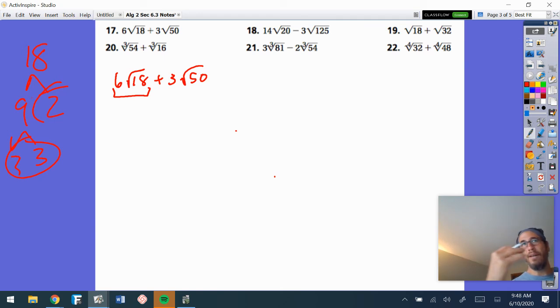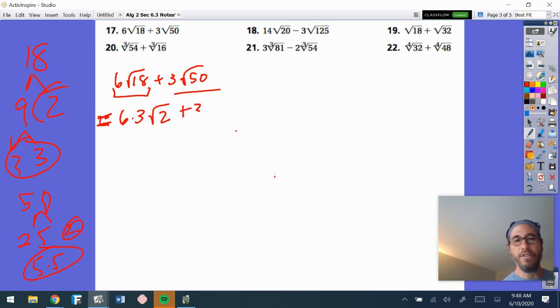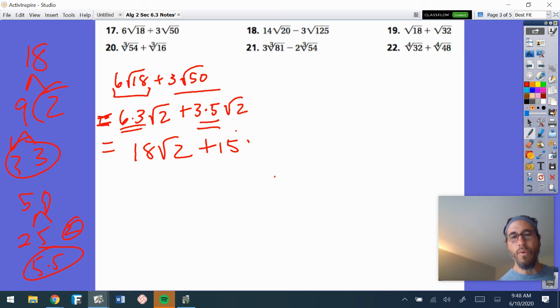Right? And 2 divided by 2 is 1, so a 3 comes outside. So you would have a 6 and a 3 on the outside, and that 2, it's an equal sign, that 2 stays on the inside. And then if you look at 50, 50 is 25 times 2, which is 5 times 5 and a 2. So I've got 2 5s this time. So that means a 5 comes out in this second guy. So you'll have a plus 3, bring that 5 out, and a 2. So then we multiply 6 times 3, since they're both out, becomes 18 square root 2. That becomes 15 square root 2.